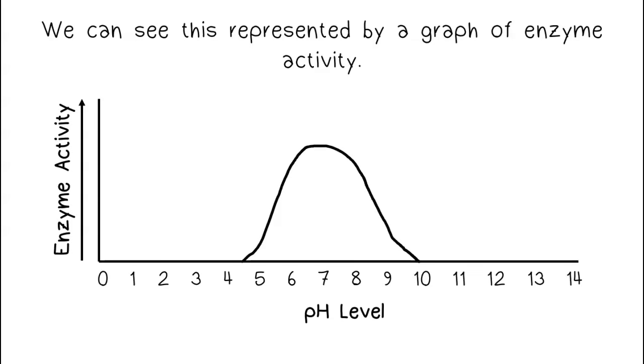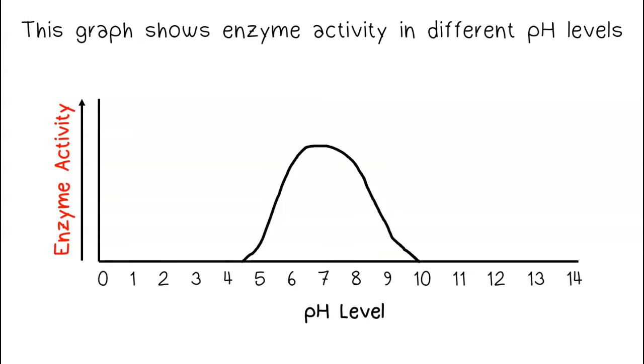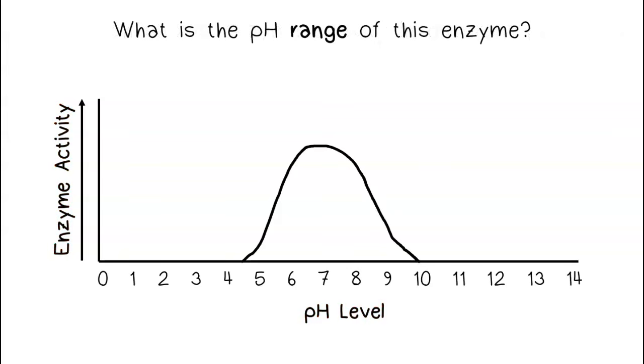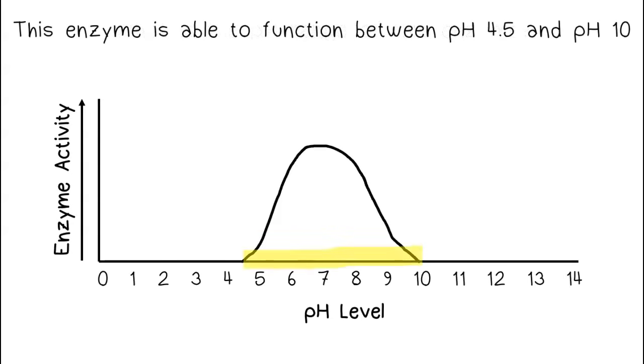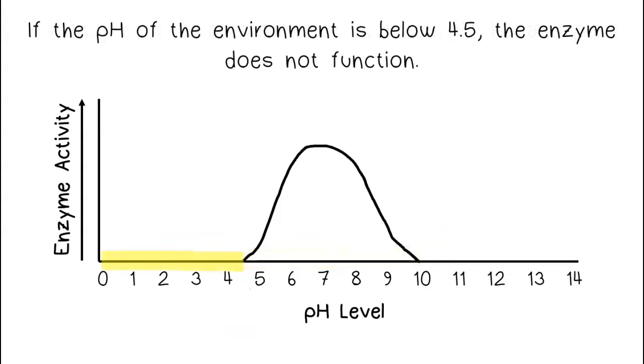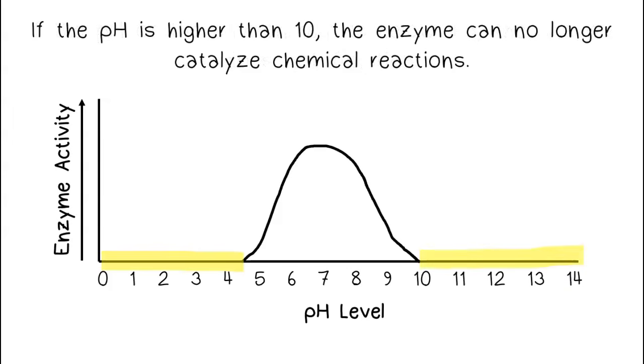We can see this represented by a graph of enzyme activity. This graph shows us enzyme activity in different pH levels. What is the pH range of this enzyme? This enzyme is able to function between pH 4.5 and pH 10. If the pH of the environment is below 4.5, the enzyme does not function. Likewise, if the pH is higher than 10, the enzyme can no longer catalyze chemical reactions.